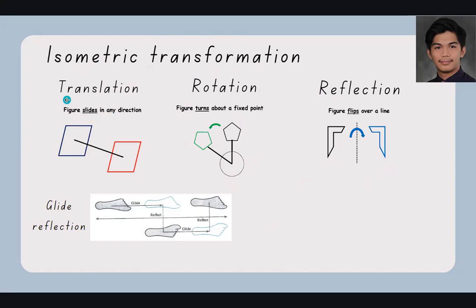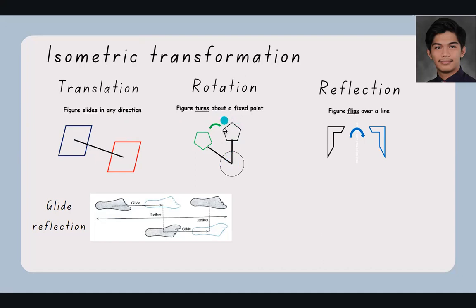So first, translation. This indicates the initial point of the figure sliding through to its final point in any direction. In this case, there's no fixed point, so its final figure can actually be placed anywhere. Aside from this one, it can also be placed over here, but the distance is fixed. As for the rotation transformation, this indicates a turn where the requirements are the center and the angle.